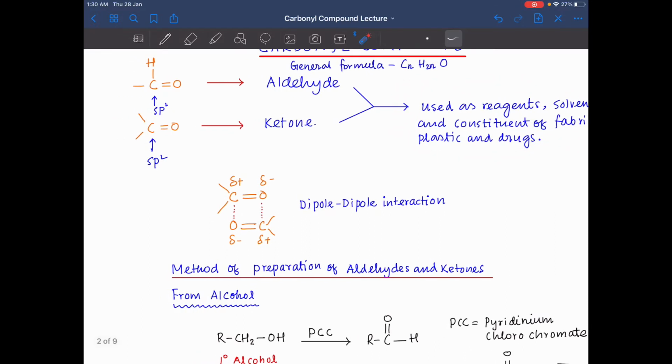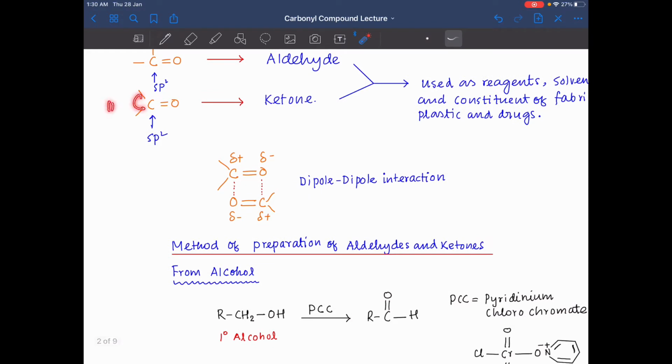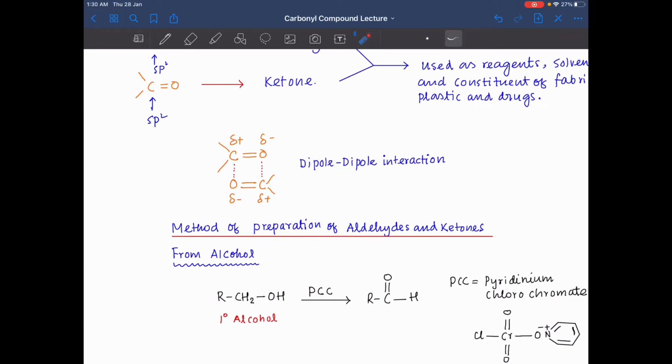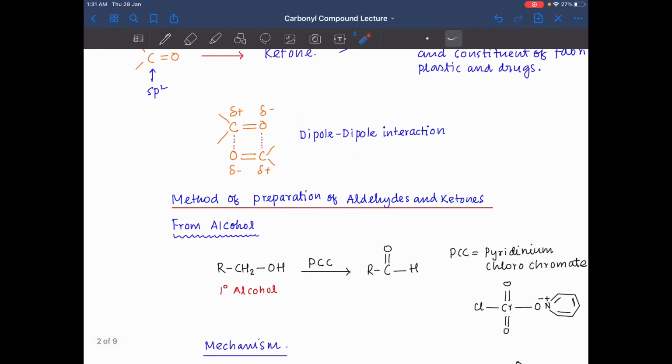If we look at the carbonyl functional group, both carbon and oxygen are sp2 hybridized. You can see the sp2 hybridization. The bond angle here is 120 degrees. Due to the difference in electronegativity between the carbonyl carbon and oxygen, a dipole is generated. In carbonyl compounds there is dipole-dipole interaction, and because of this interaction, different carbonyl compounds combine with each other. Because of this dipole-dipole interaction, their boiling point is greater than that of normal nonpolar hydrocarbons.